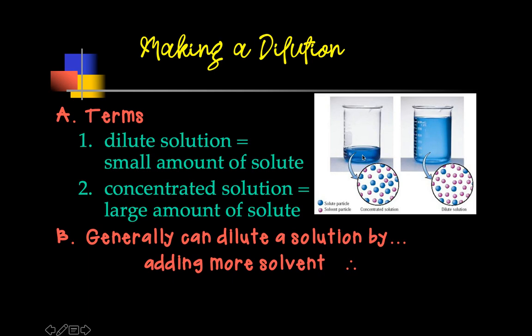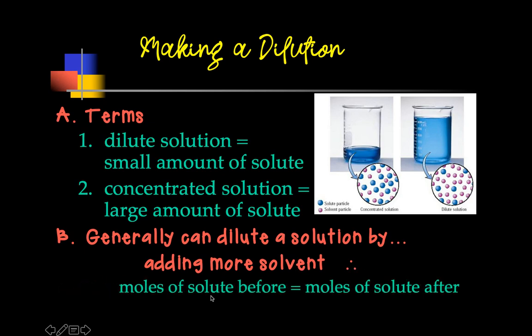You didn't do anything to the solute that was already there. You just poured in a bunch more solvent. Then you can see now you've got more solvent particles, the same amount of solute that you had before. So now this is more dilute because, compared to the amount of solution, you have a small amount of solute. And you did that by adding more solvent. Therefore, the moles of solute that you started with are equal to the moles of solute that you ended up with. We didn't change the solute, we just added more solvent.